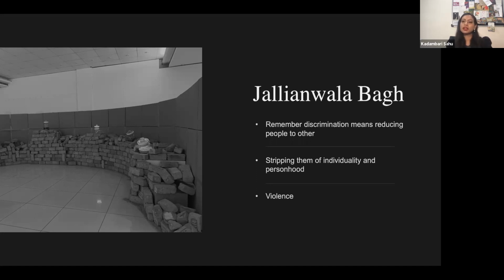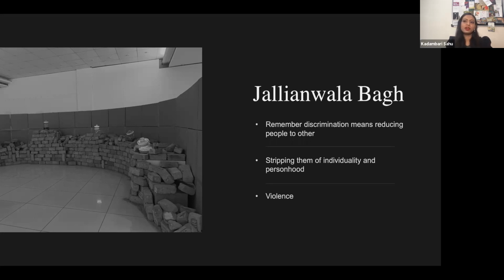When we question how a human can stoop so low as to fire on innocent people, women, children, who are just peacefully demonstrating, the only thing that comes to our mind is that sometimes discrimination means you're reducing people to just others, and then stripping them of their individuality and personhood. Only then can you create such kind of violence.